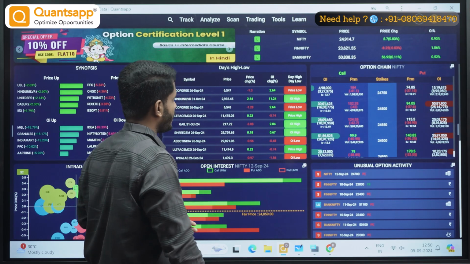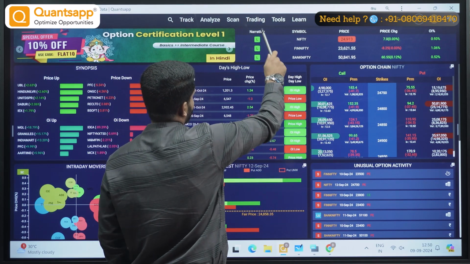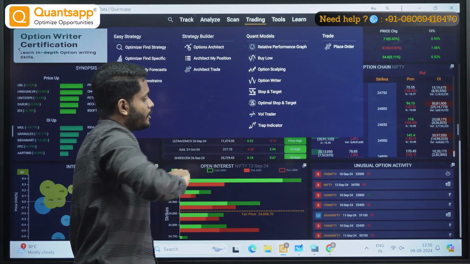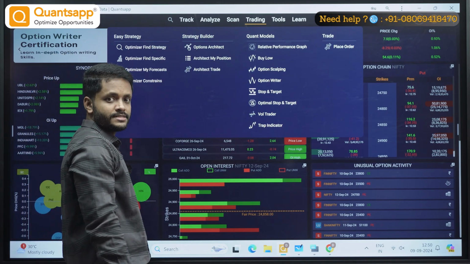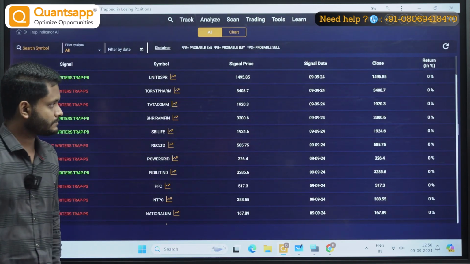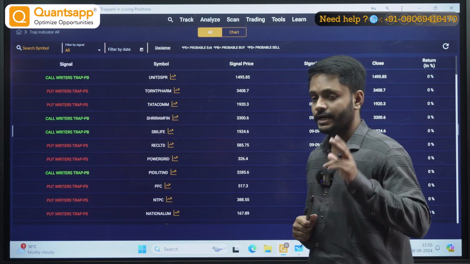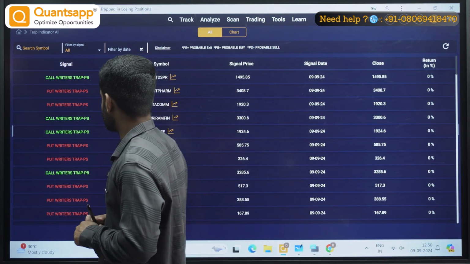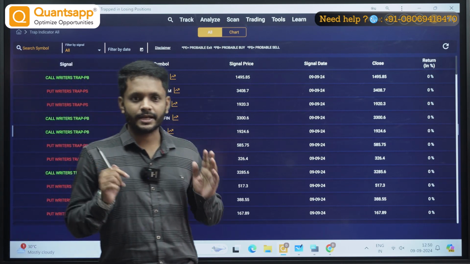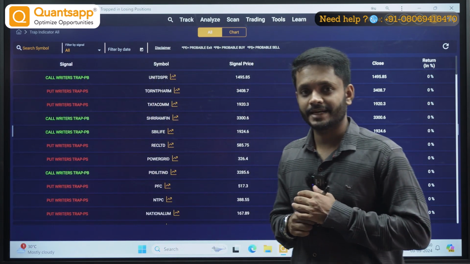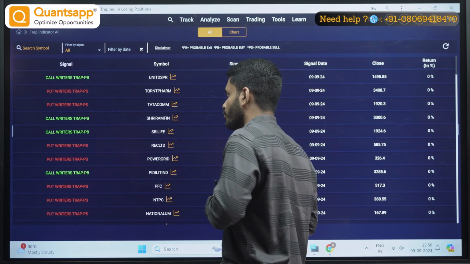Now let's get into the trap indicator. How are we supposed to get into it? Go to trading, and under quant models, the last one is trap indicator. In the trap indicator you will get two kinds of signals. One is call writers trap and another one is put writers trap. Let us understand the meaning of call writers trap and put writers trap.